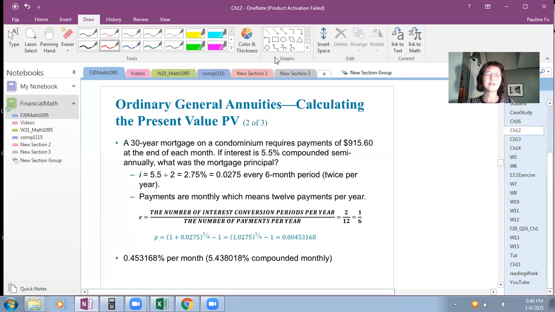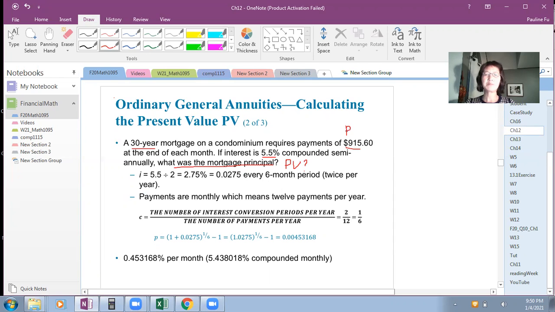Now let's look at an example. A 30-year mortgage on a condominium requires payment of $915.60 at the end of each month. If interest is 5.5% compounded semi-annually, what was the mortgage principal? So the question asks you, what is the present value of the loan? What is the present value of the annuity?